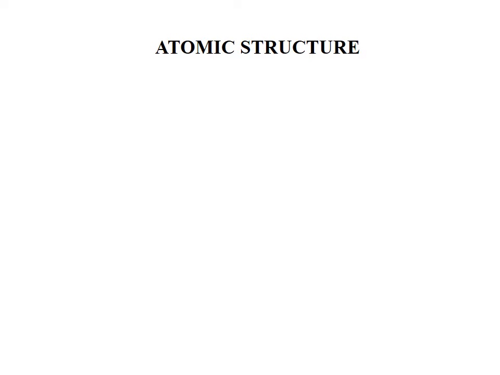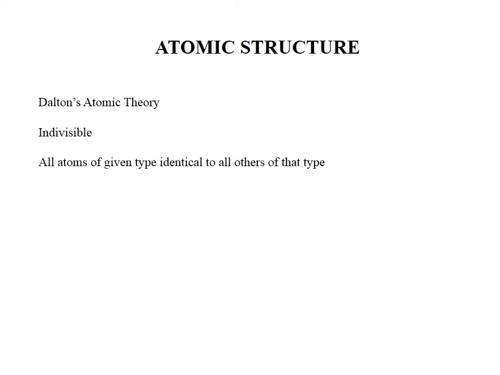So anyway, as we look at some of the rough history of how we've come up with our current idea of atomic structure, it started with Dalton's atomic theory. Dalton said all matter was made up of atoms. Atoms are indivisible. There are different types of atoms, but if an atom is one particular type, every other atom of that same type is identical to that atom.